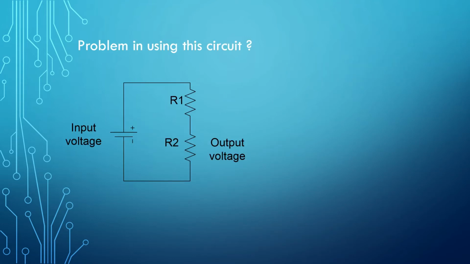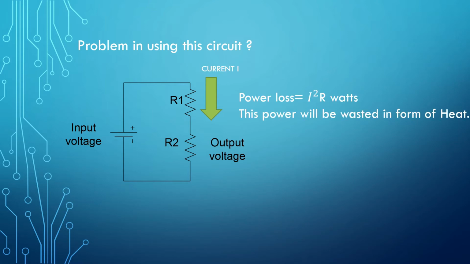So what is the problem in this circuit? This circuit will work fine for low power applications where the current is very low. But for a higher rated current, let us say a current I flowing into the circuit will produce a power loss of I squared R. This power loss will be wasted in the form of heat. So there is a need for investigation in this circuit.